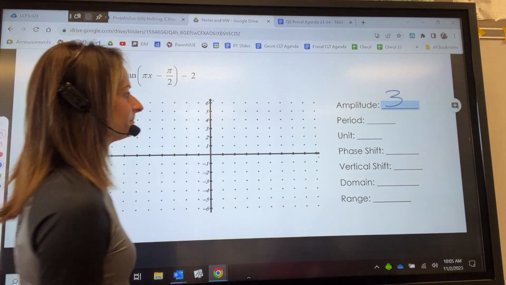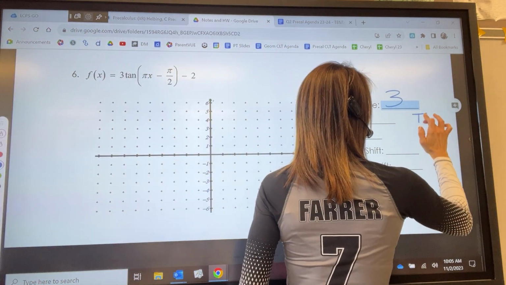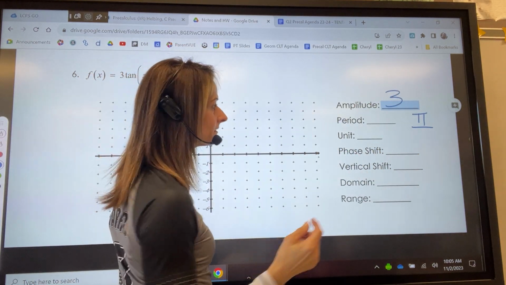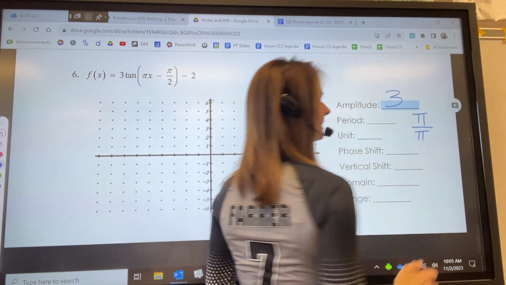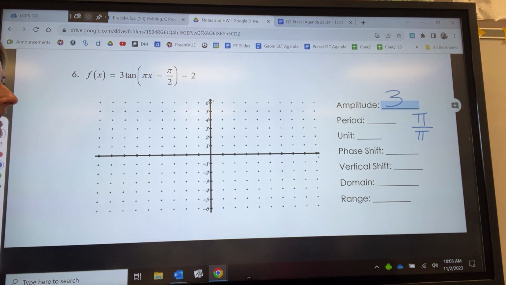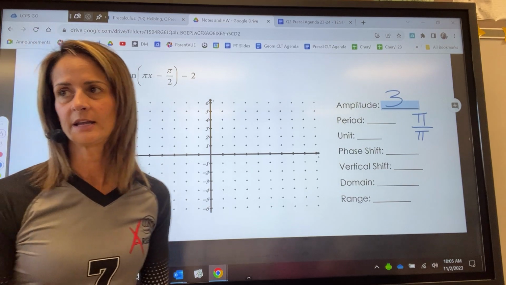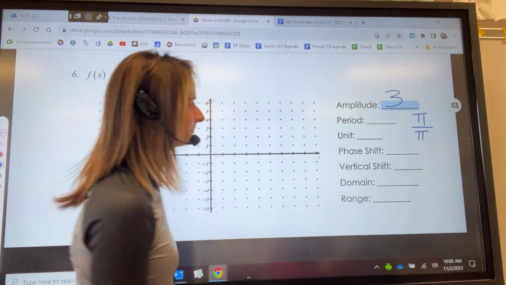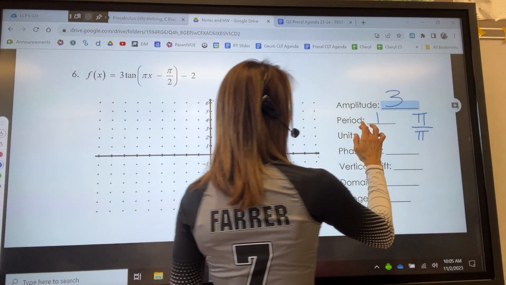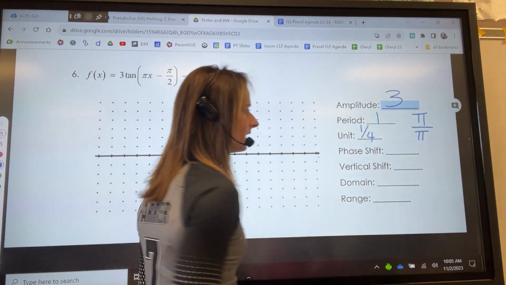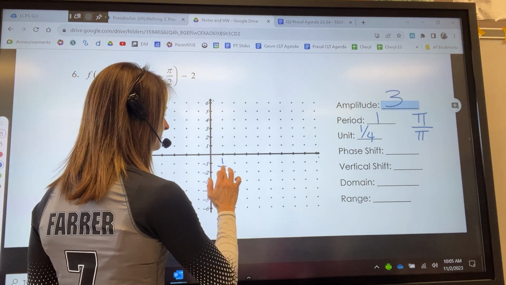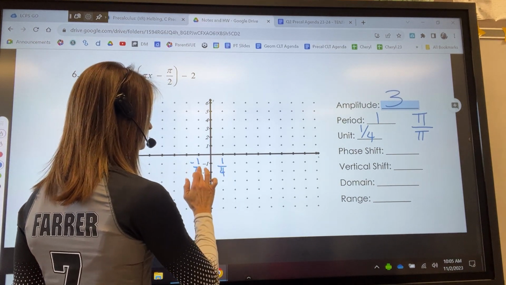The period is the parent function period divided by b. In this case, b is pi. So when I take pi and I put it over pi, what am I going to get? It's just 1. And then I take that and cut it into fourths. The unit that we're going to be counting by is 1/4. So let me go ahead and put that on my graph, just so I know.